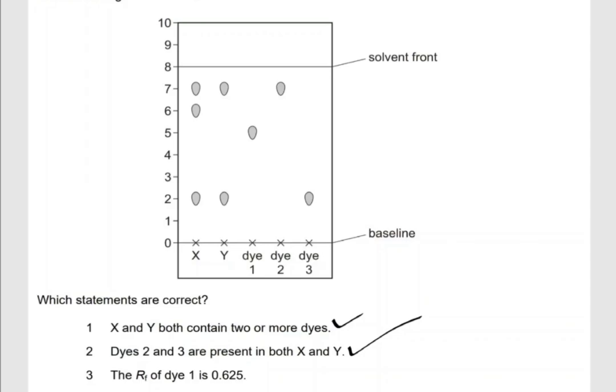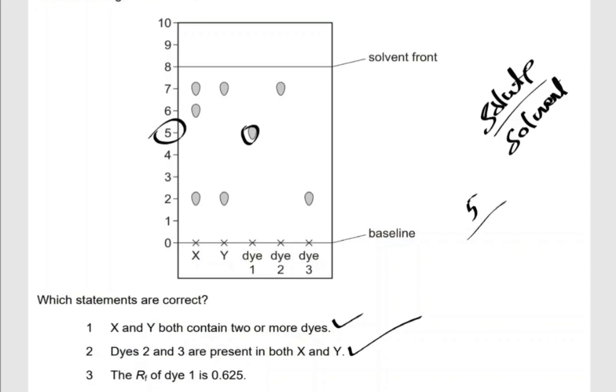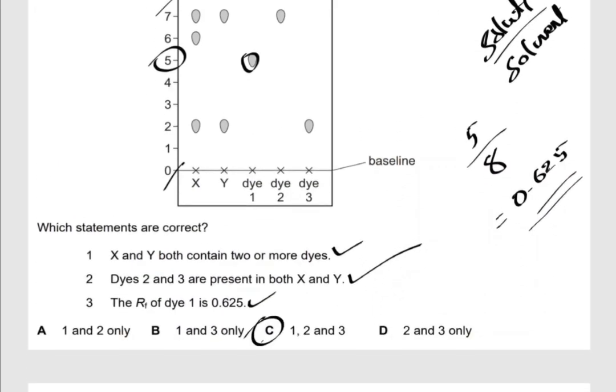The RF value of dye 1 is 0.625. How do you calculate the RF value? RF value is the distance traveled by the solute over the distance traveled by the solvent, right? So you look at the distance traveled by the solute in dye 1, which is, let's take it as 5, over the distance traveled by the solvent, which is the distance between baseline and solvent front, which is 8, and that comes down to 0.625. That's also correct. So the right answer is C.